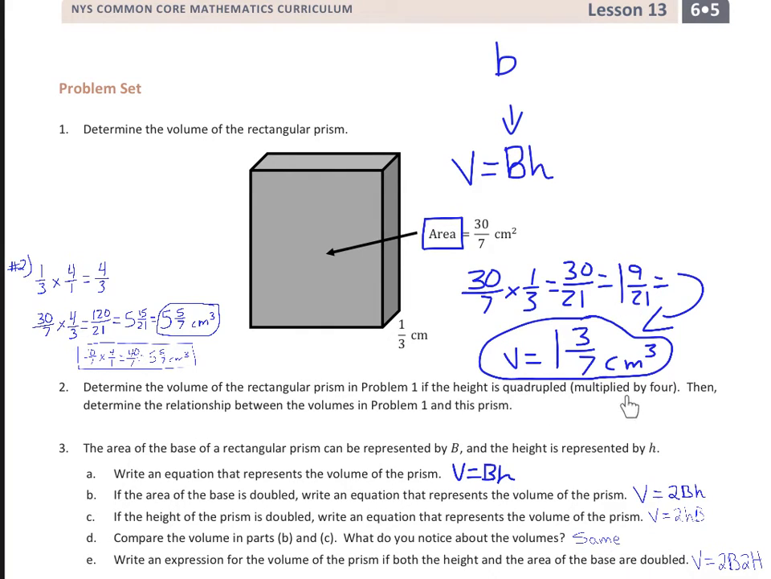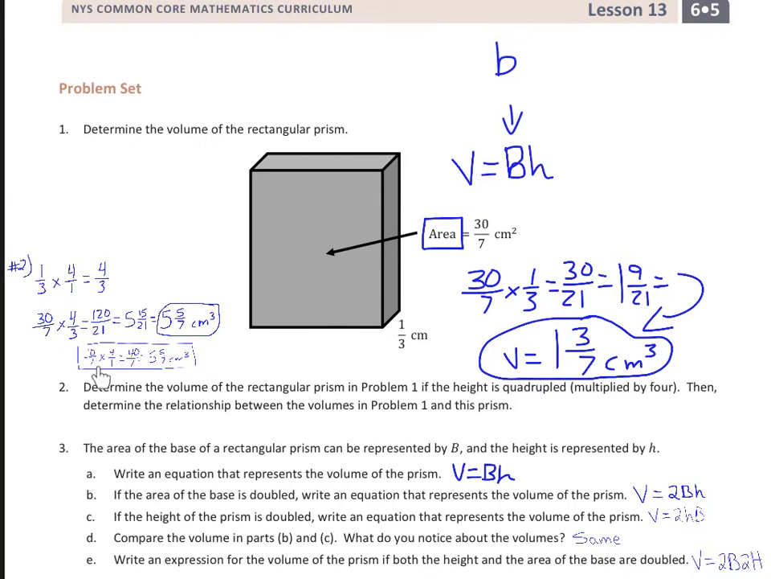For number 2, I did that over here, and you can see that to determine the volume if it was quadrupled, or multiplied by 4, and that's just if the height is, that would be 1/3 times 4, which is 4/3. So then you do 3/7ths times 4/3, and you end up with 5 5/7, which again is 4 times our original amount.